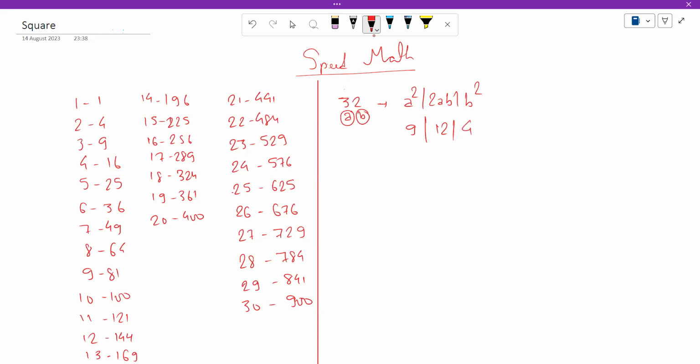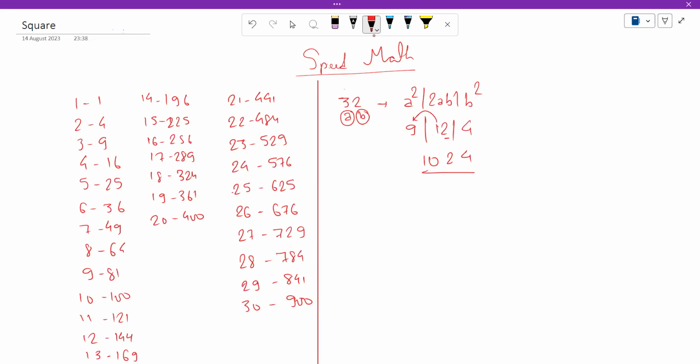So now what I'll do? I'll just calculate them. This 4 will come as it is. Here from 12, only one digit will come, so 2 will come here, and 1 will carry over here. So 9 plus 1 is 10. So this is your square of 32: 1024.